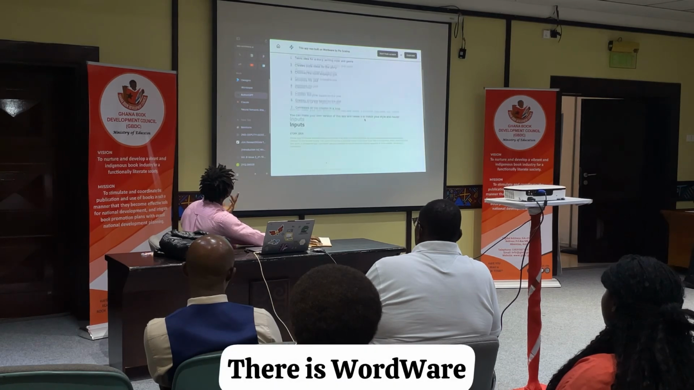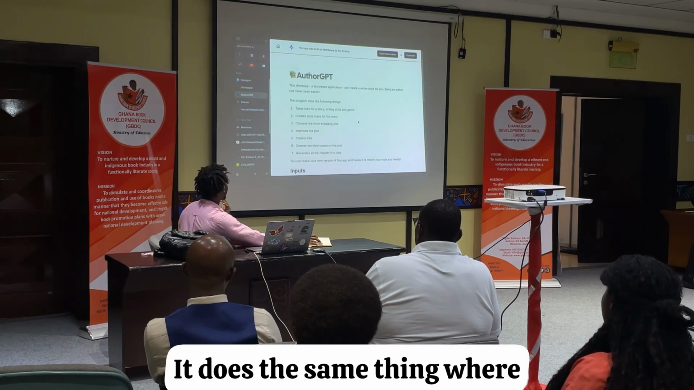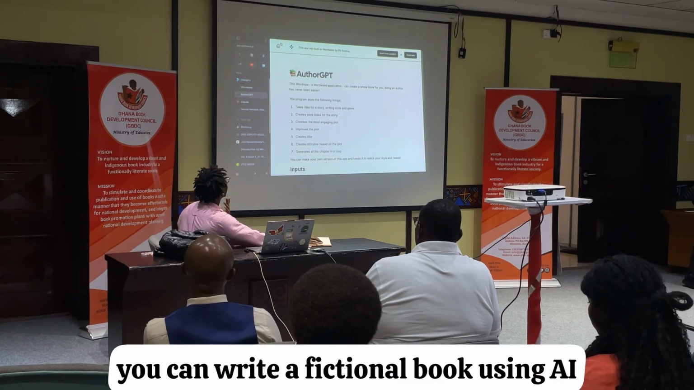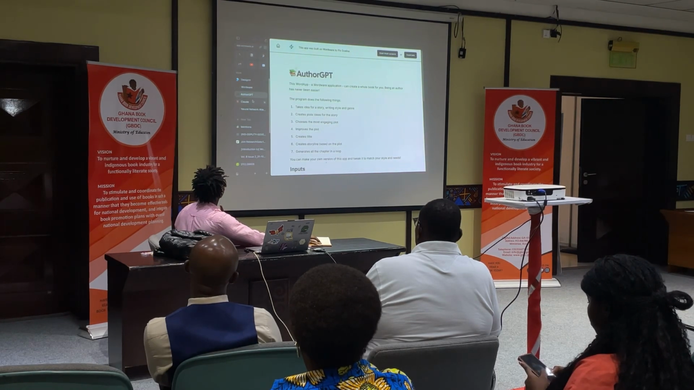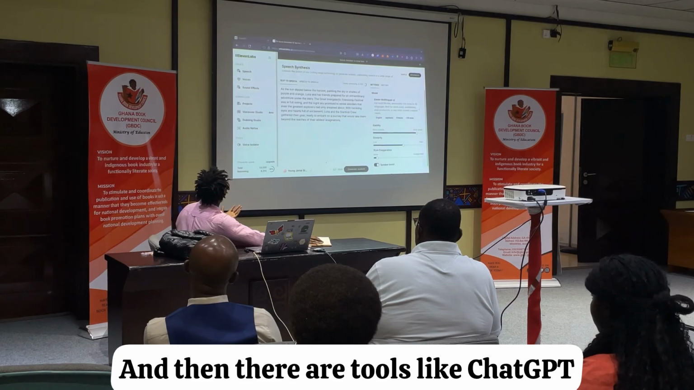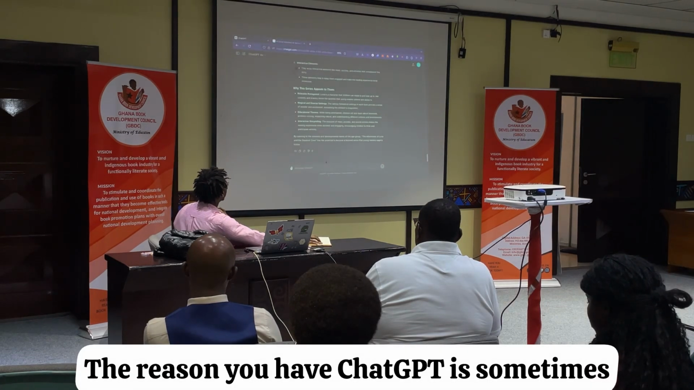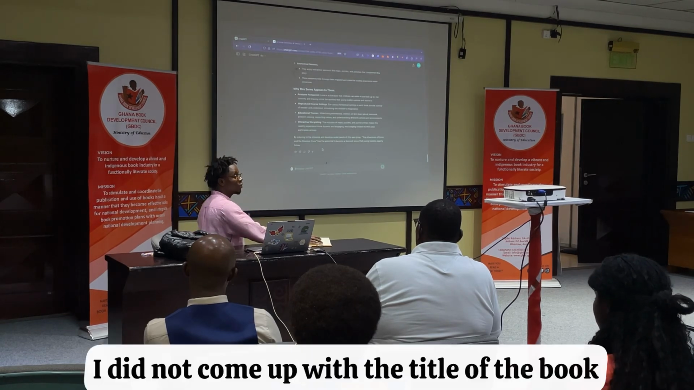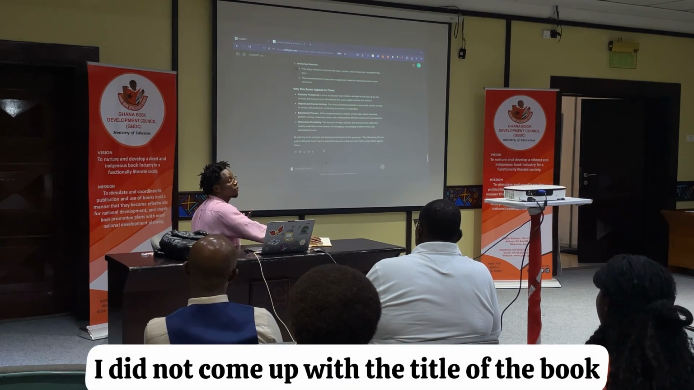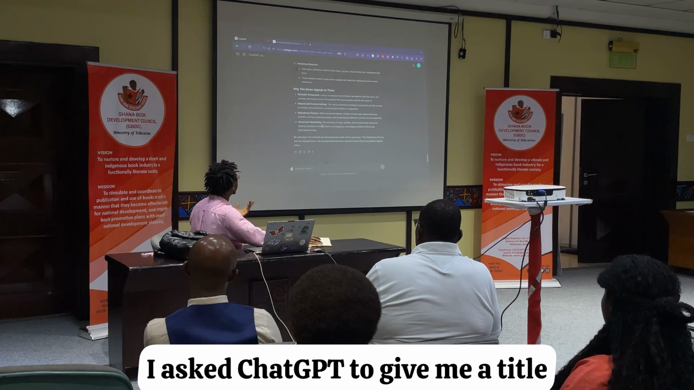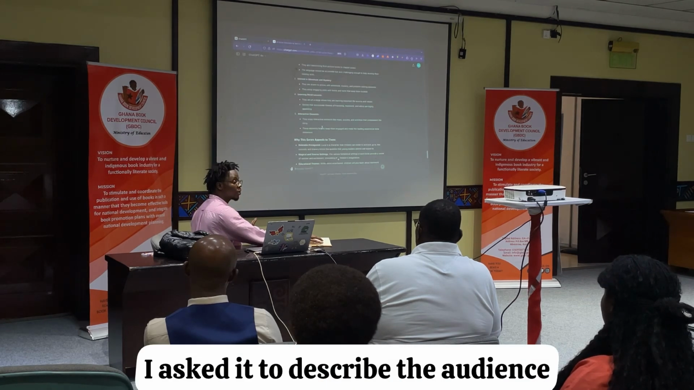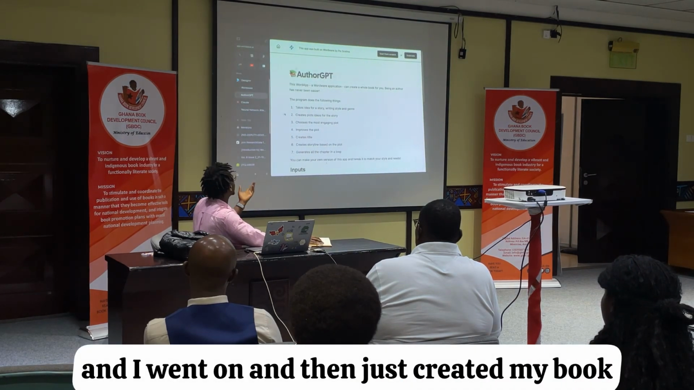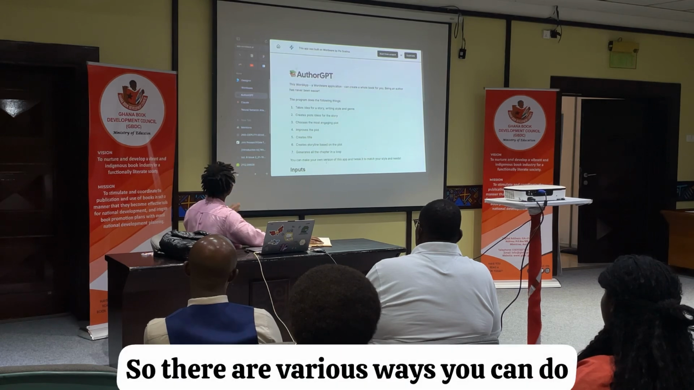There are so many other tools that do the same thing. There is Wordware. It does the same thing where you can write a fictional book using AI. And then there are tools like ChatGPT. The reason you have ChatGPT is sometimes you just need to generate answers real quick. I did not come up with the title of the book. I asked ChatGPT to give me a title. I asked it to describe the audience, and I went on and then just created my book. So there are various ways you can do it.